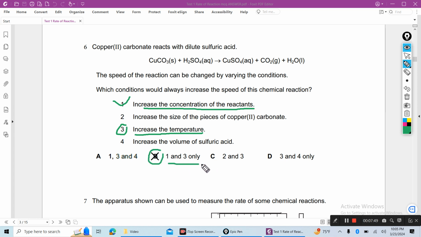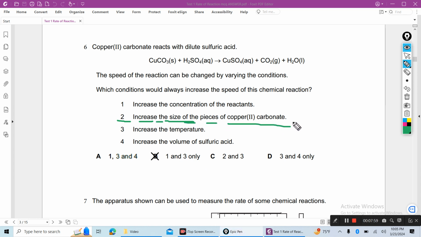1 and 3 only. Why is 2 wrong? 2, increase the size of the pieces of copper carbonate. If particle size increases, the rate of reaction will be slow. Rate of reaction will not be increased. This is wrong.